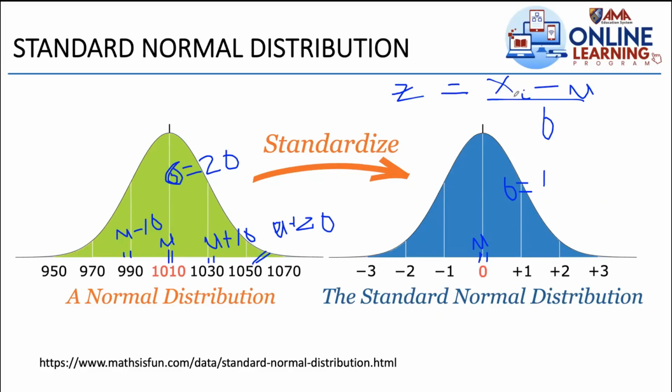This one is negative because x sub i is less than mu. For example, 990 is the x sub i. 990 minus 1010 is negative 20, divided by 20, negative 1. 970 minus 1010, negative 40, divided by 20, negative 2. And so on and so forth. So that's how you standardize. Just use this. It's as simple as that.